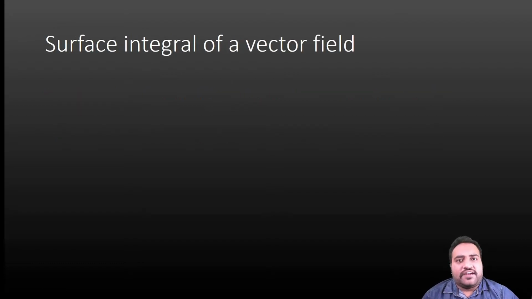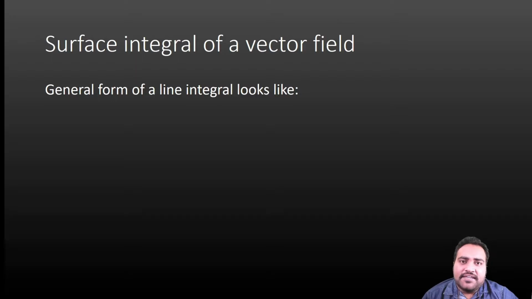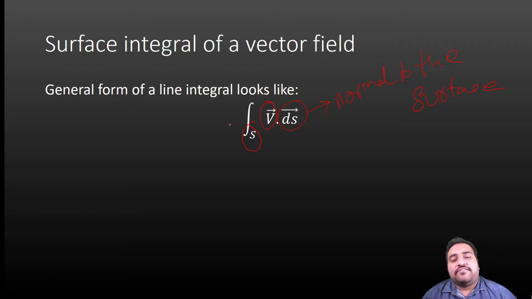Surface integral of a vector. The general expression of a surface integral of a vector field will look like this. Again, this S represents the surface along which we are determining the surface integral of V bar, and this ds bar is, at every point, the normal to the surface.